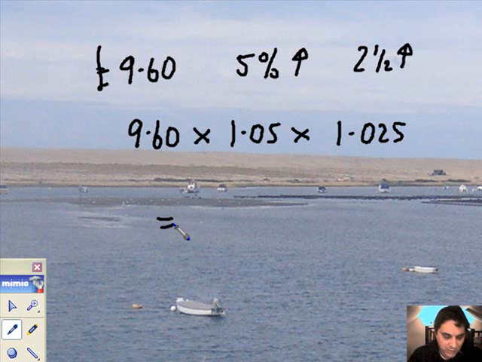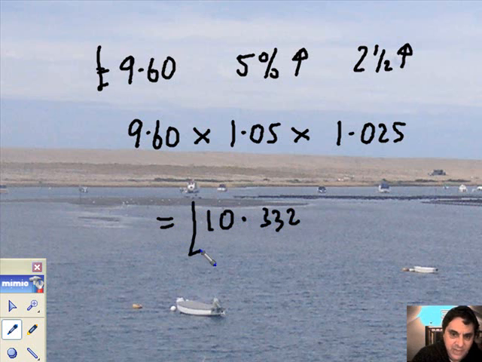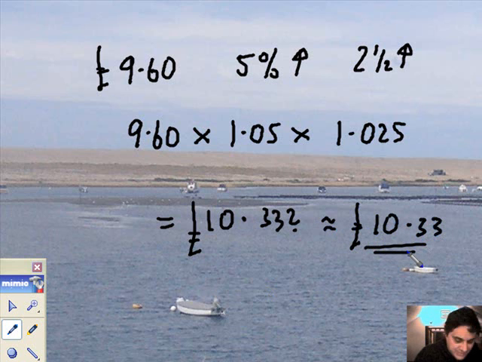£9.60 multiplied by 1.05 multiplied by 1.025. That gives Ed £10.332. Now, this is England. That doesn't mean anything at all. You wouldn't call that 34p. That's too low. So we're looking at an hourly rate of £10.33. That's Ed's money.